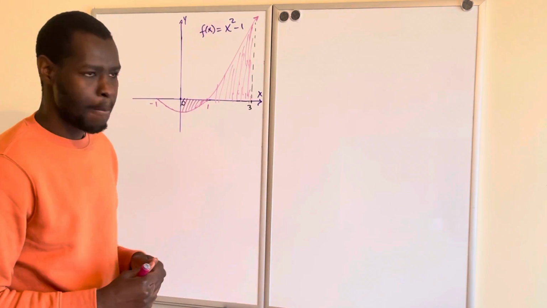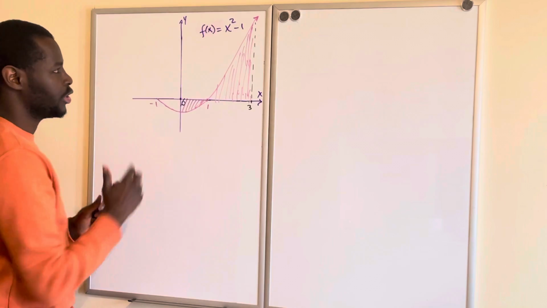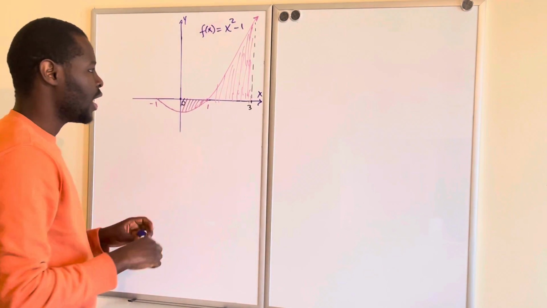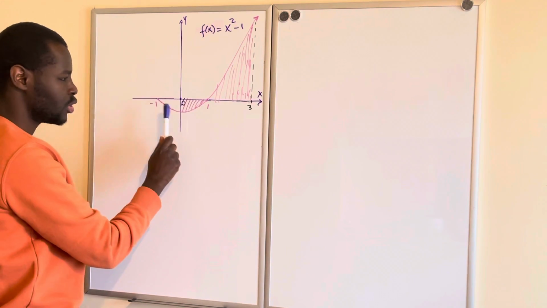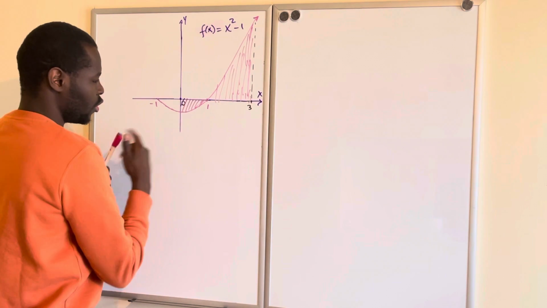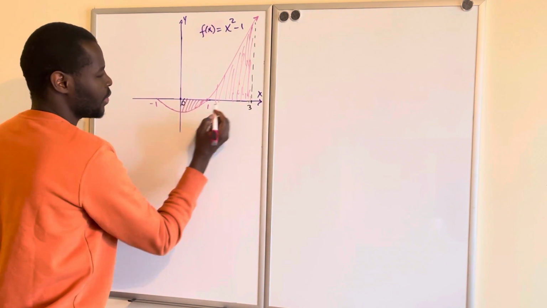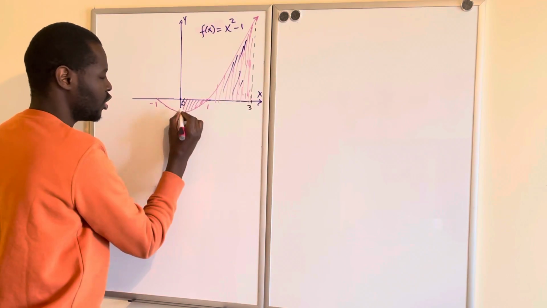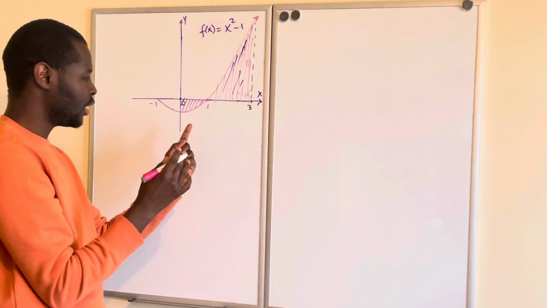In this video, I'll be explaining how to find the area under the curve when given a function. As you can see in this example, we're given a function f of x equal to x squared minus 1, and we're asked to evaluate the integral from 0 to 3. You will have this area right here, and then this area right here. So the integral will go from 0 to 1, then 1 to 3.